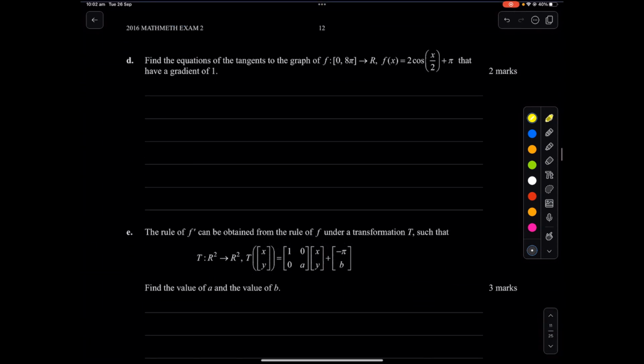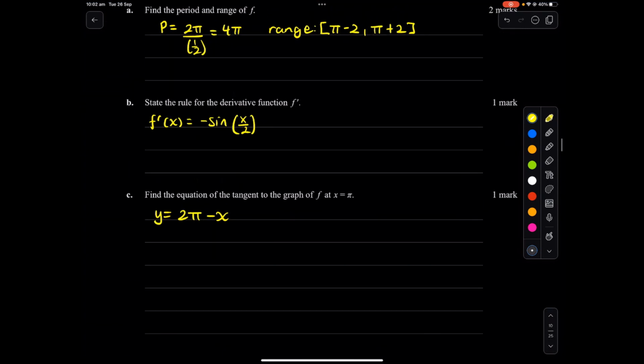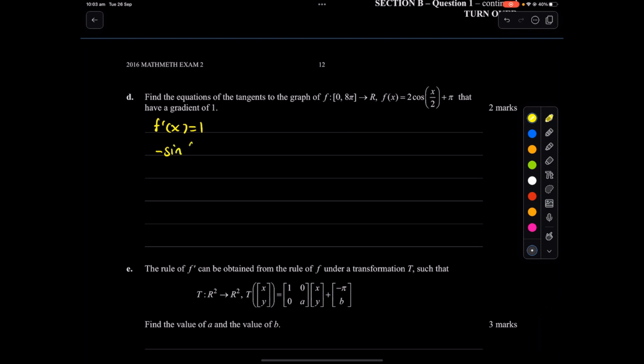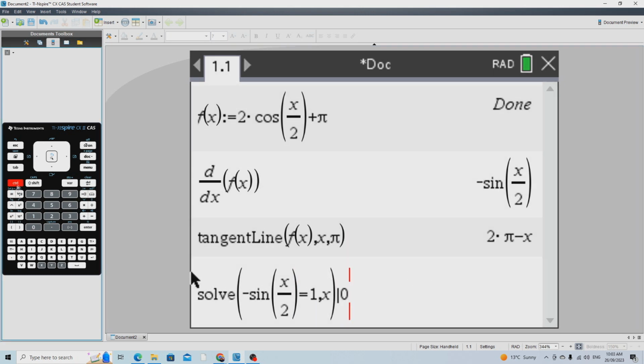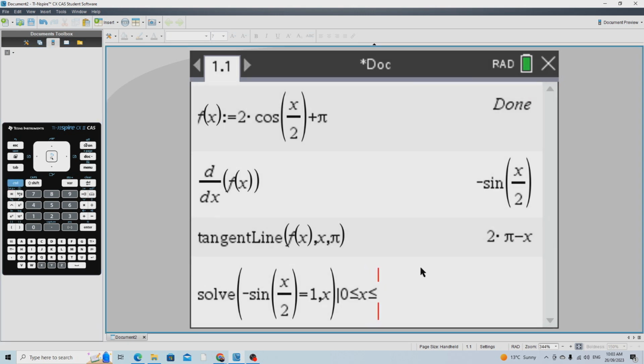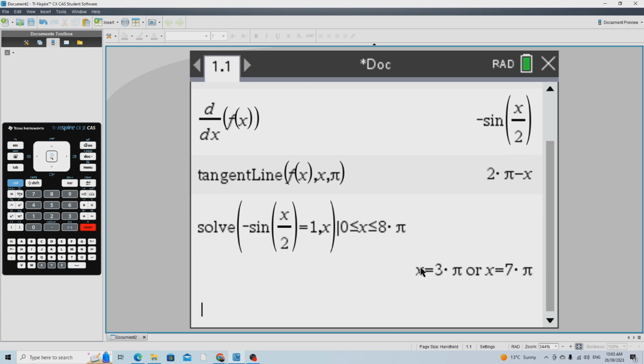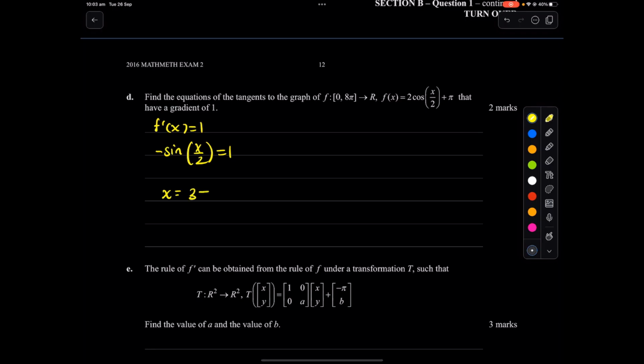Done. Find the equations of the tangents to the graph of f that have a gradient of 1. So we want f dash of x to equal 1 with a gradient. And we know that f dash of x is negative sine x over 2. So negative sine x over 2 equals 1. So x will equal, let's use our calculator. So we want to solve where this derivative over here equals 1 comma x for the domain 0 to 8 pi. So 0 x 8 pi. And we get these two values. Let's write that down. 3 pi and 7 pi.